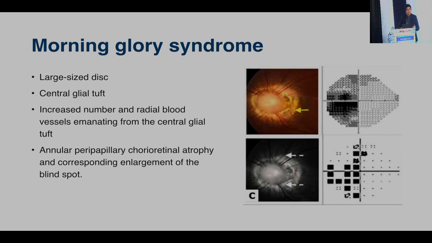But what if this patient presents to you with a picture like this? It looks like a large disc. There may or may not be a central glial tuft, sometimes easily visible. There's an increased number of radial blood vessels, which may not be visible, and this annular area of peripapillary atrophy may not be discernible. This is when conditions like morning glory syndrome can also perplex even a diagnostician to wonder whether this patient also has glaucomatous cupping.